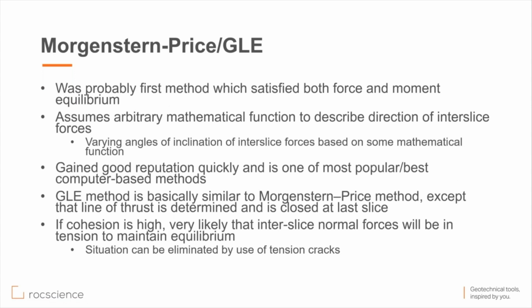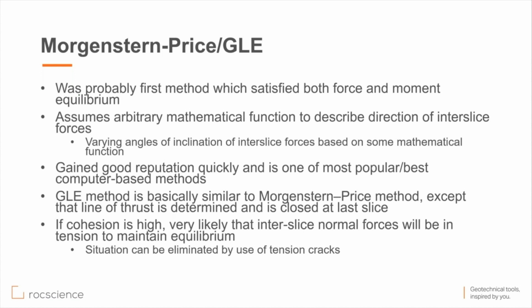Because we are looking at horizontal forces, Janbu can be very helpful in those situations. Then the Morgenstern-Price NGLE method. Morgenstern-Price was probably the first method developed that satisfied all the static conditions of equilibrium. To do so, it makes certain assumptions about the interslice forces, and it uses an arbitrary mathematical function to represent the direction of these forces.